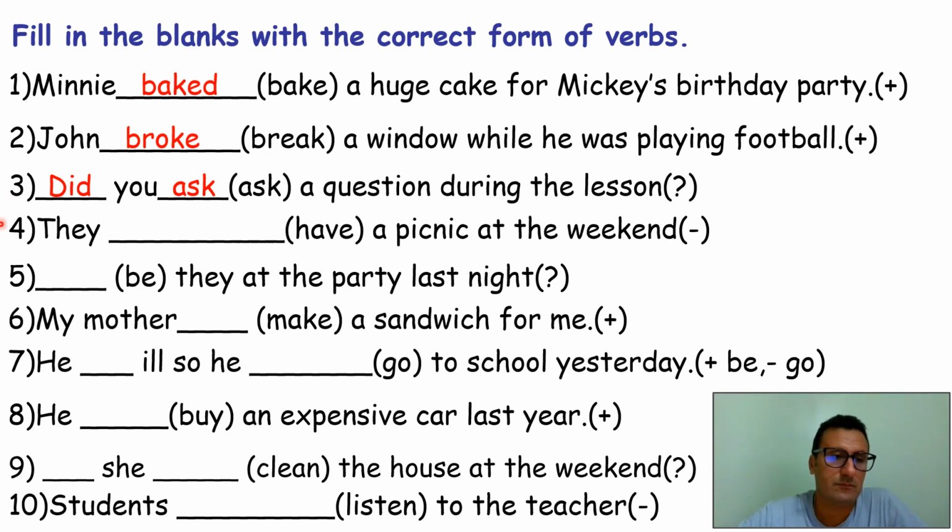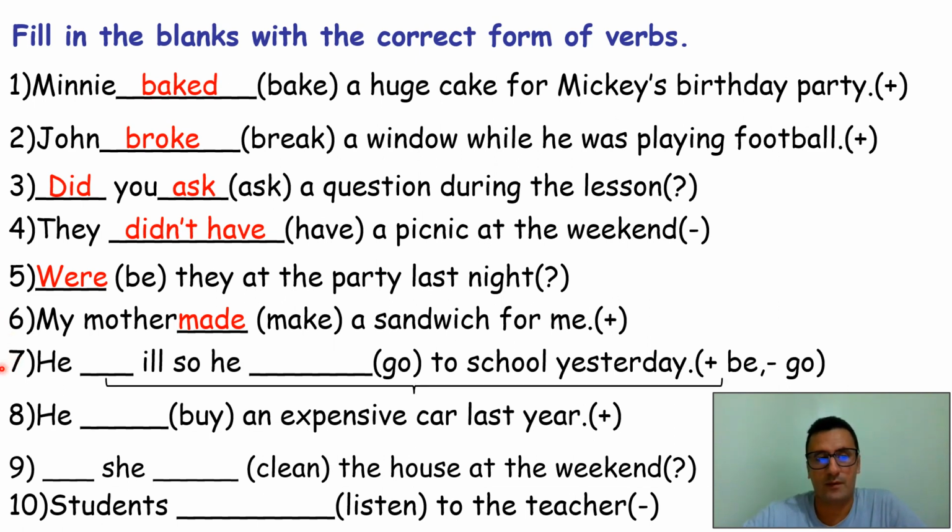Numéro 4. Directement à la réponse, pour ne pas perdre beaucoup de temps, bien sûr. Alors, they, la négation. They didn't have a picnic at the weekend. 5. To be. Were they at the party last night? 6. My mother made a sandwich for me.